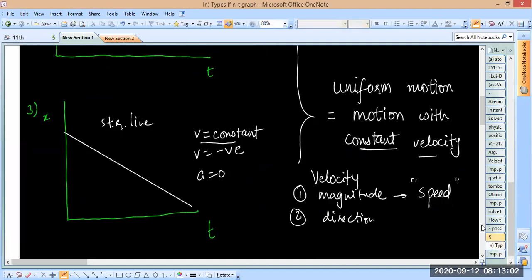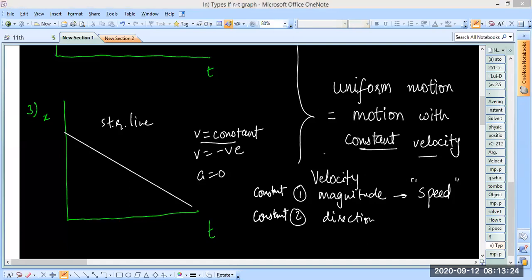whenever someone says constant velocity, it means speed is constant and this is also constant, right? Both are constant. All right. Then that is called constant velocity. Yes, Haley. Well done.